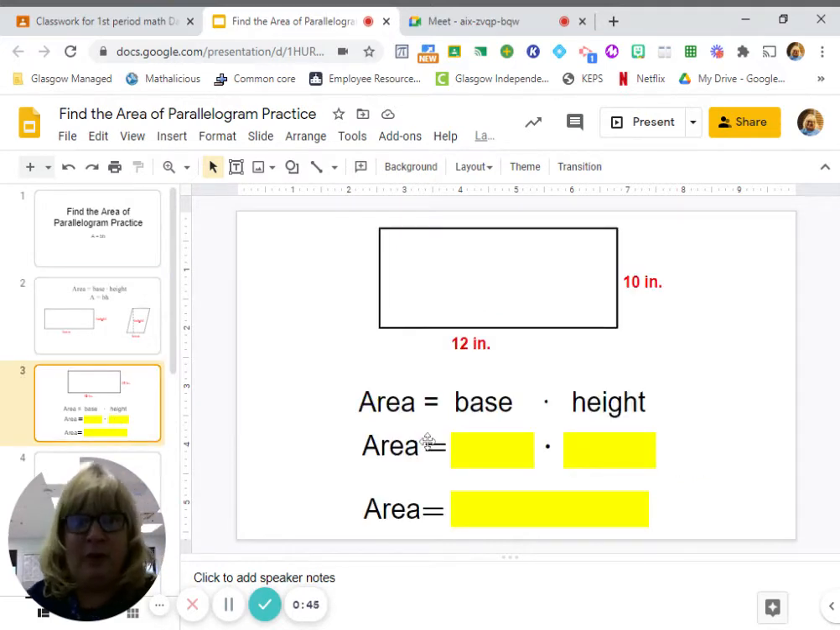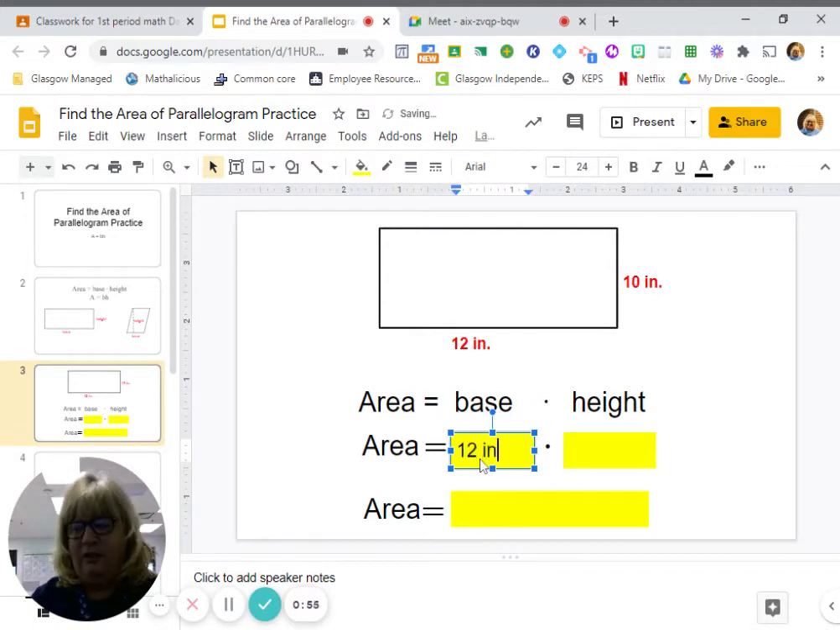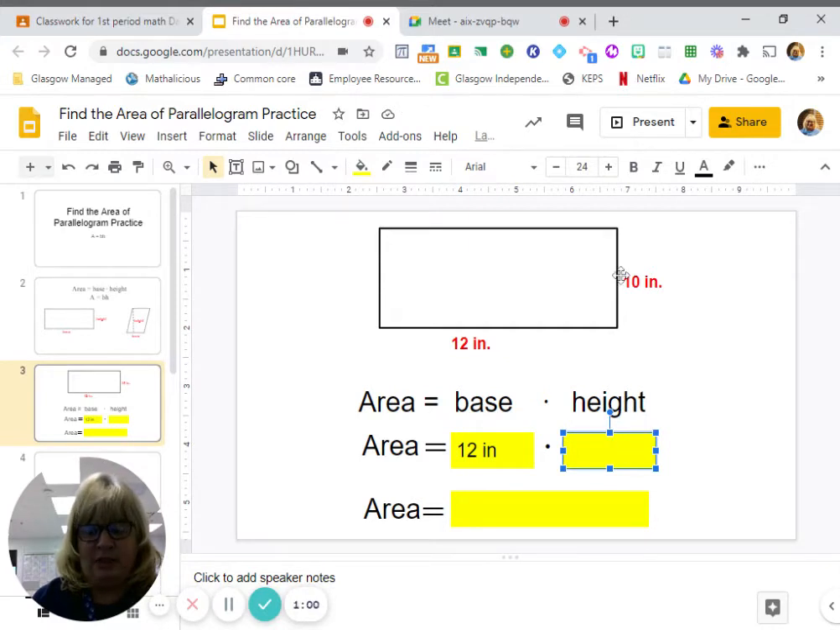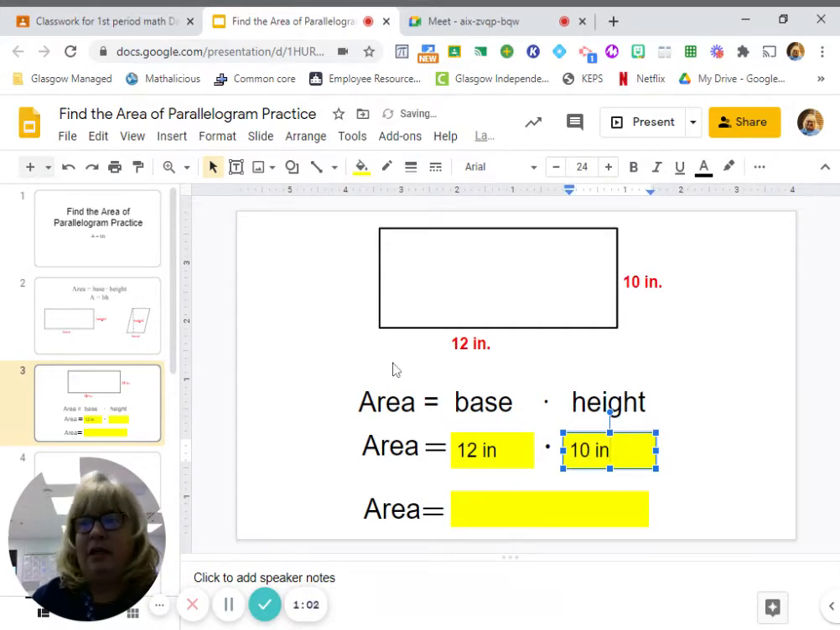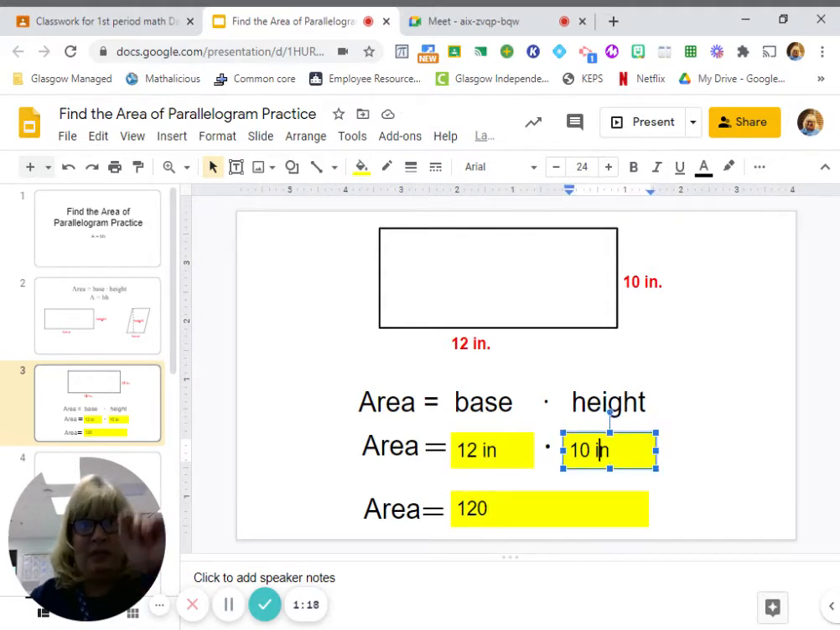So first problem is a rectangle. I've written out for you area equals base times height. Under the base here, you're going to put the base of this rectangle, which is 12 inches. And then under height, you're going to put the height, which is 10 inches. Now your area is all by itself. So all you've got to do to find out area is 12 inches times 10 inches. 12 times 10 is 120. Then inches times inches, remember that's inches with that little exponent 2, because there's 2 of them.